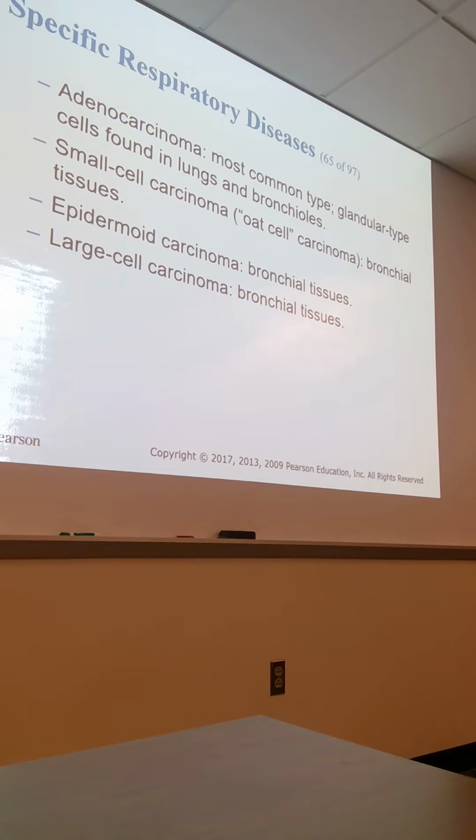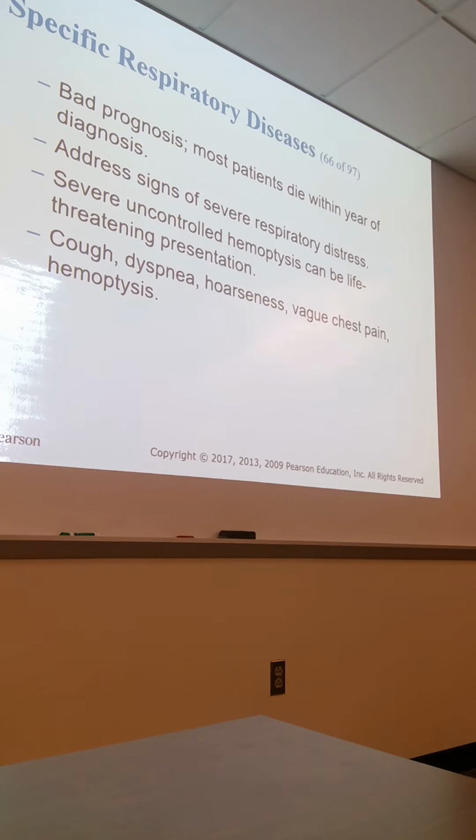Adenocarcinoma: adeno means the gland, so that's the glandular tissue in the lung. Small cell is oat cell, that's bronchial tissue. Epidermoid are bronchial tissue, and large cell are also bronchial tissue. Most patients die within a year of the diagnosis.